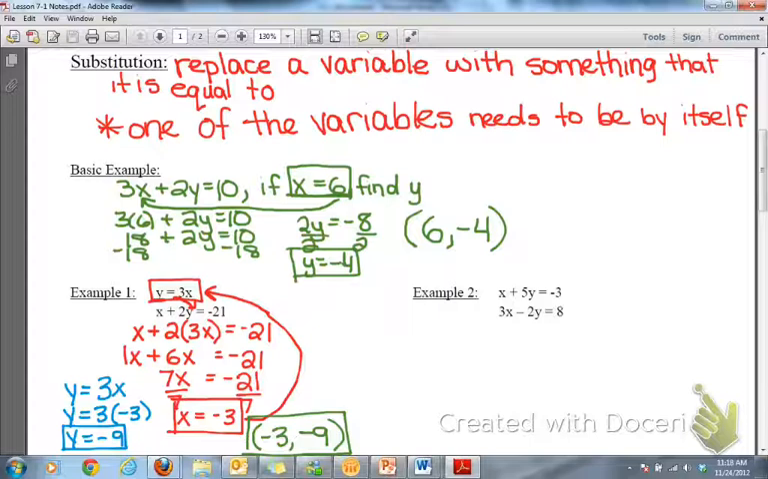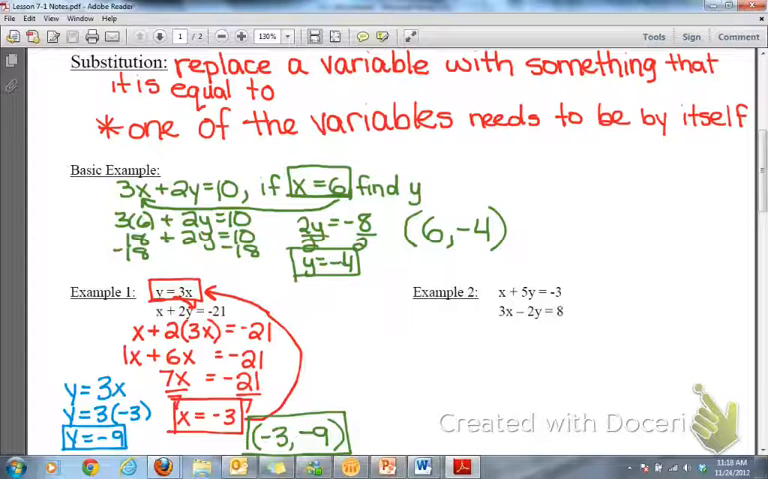Okay, let's try example 2. Uh-oh. In example 2, neither one of the variables is by itself to begin with. That's kind of a bummer. It doesn't say that x equals something or that y equals something like it did in example 1. So what you need to be able to do is look at one of your equations, or really both of them, but you need to try to figure out how you can get one of the variables by itself.